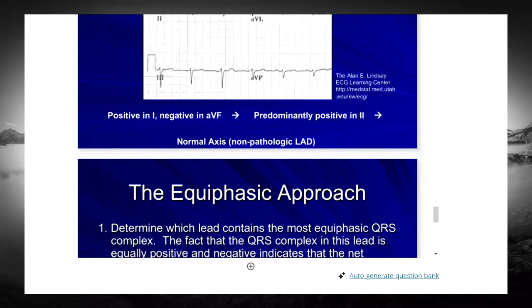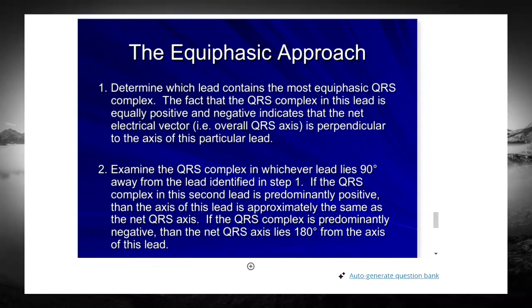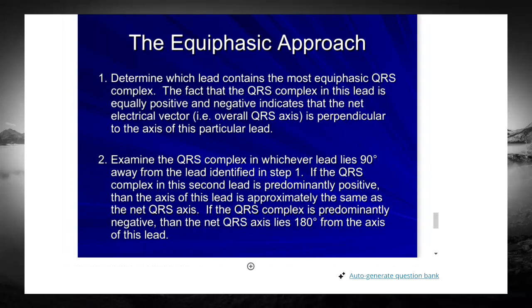If lead 2 in our last one was the most equiphasic, I then have to remember which lead is 90 degrees from that. I'll show you what it is in a second. As you get more and more comfortable with where those leads are, it'll be easier to remember. But now it's more difficult because you have to go find that graph and look at it, which is why most people use the thumbs.